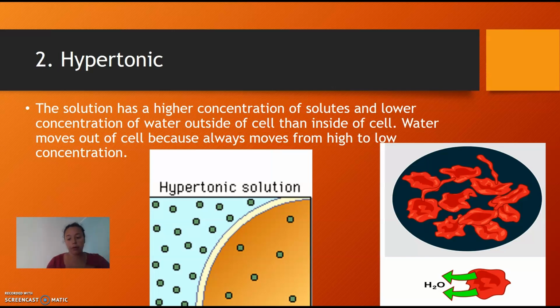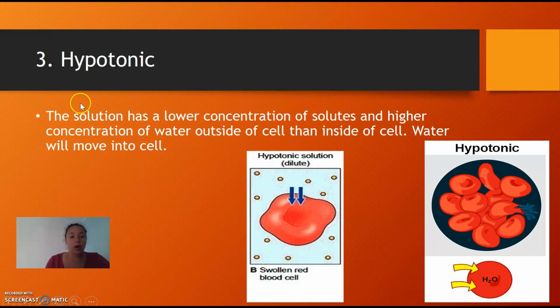Hyper, it's getting out of there. Hypotonic is the next one. So hypo, I like to think of it as, you see this O right here, hypo, your cells are going to balloon up like an O. Your cells are going to expand into a perfect circle.